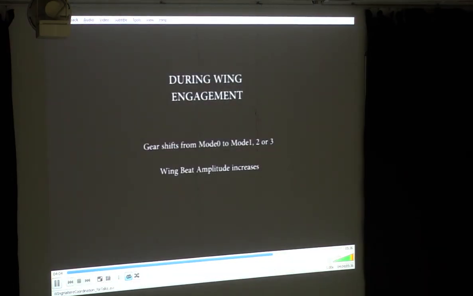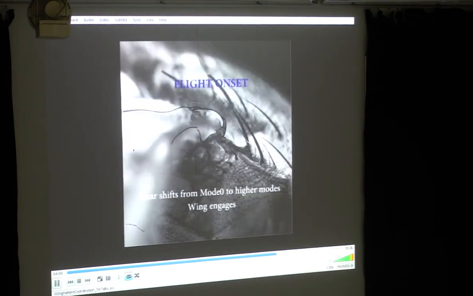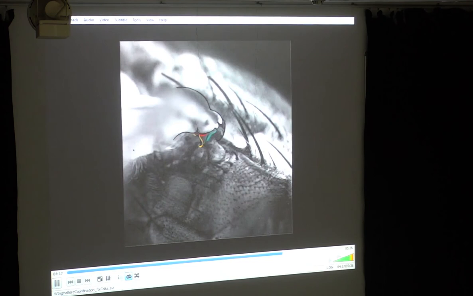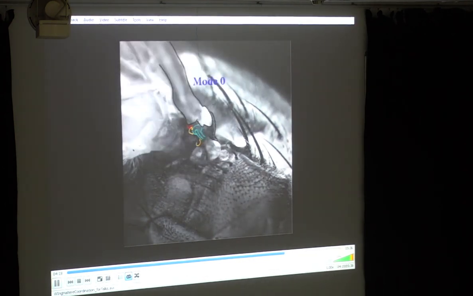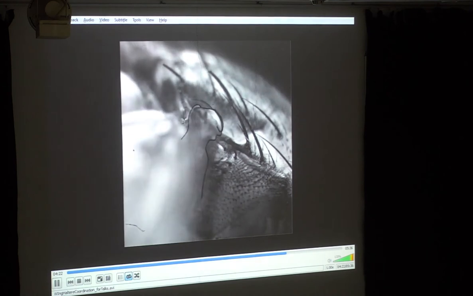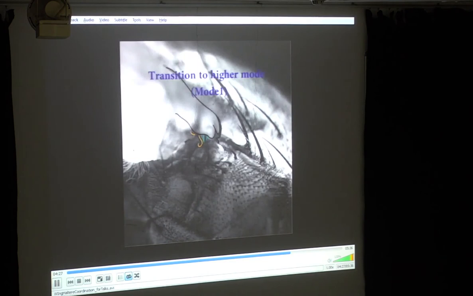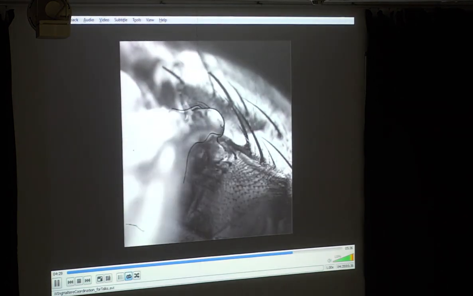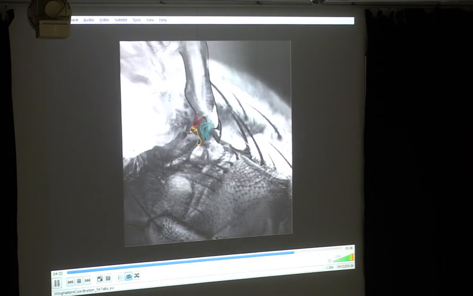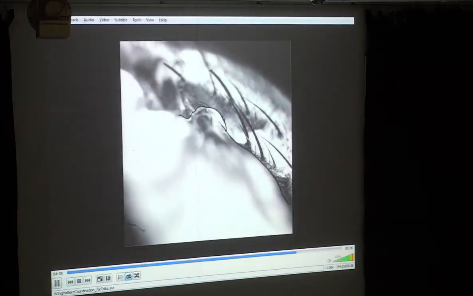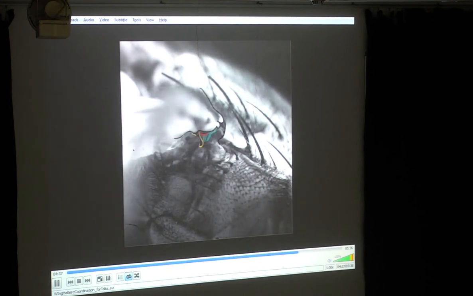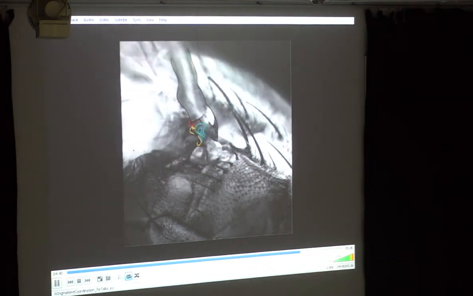Here is a video of the wing engagement at the start of flight as the radial stop moves from mode 0 to higher modes. Notice the shift in the wing amplitude from very low to very high within a single wing stroke. Once engaged, the wing hinge shifts between the different modes and the wing moves at high amplitudes. This is akin to the gear change operation in automobiles.